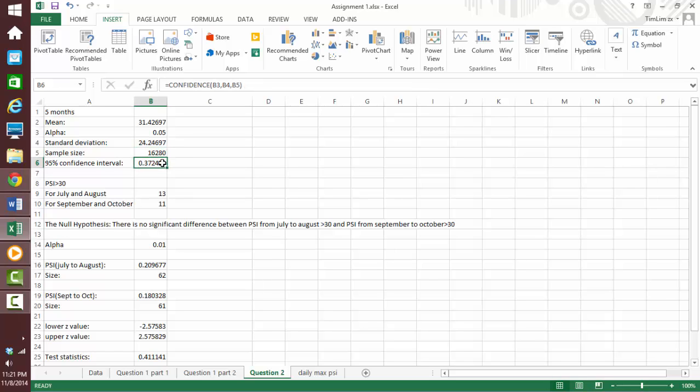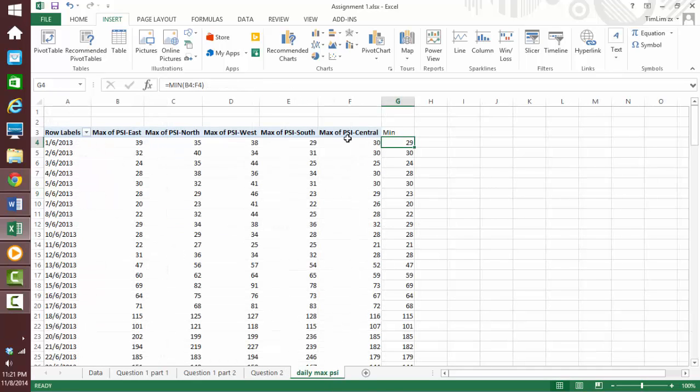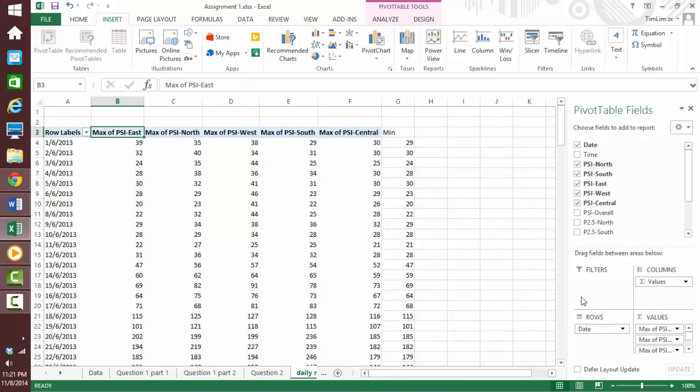Then I computed the 95% confidence interval by typing equals confidence, then alpha, which is B3, standard deviation of B4, and sample size B5. As you can see, there's a comma. And for PSI more than 30, I did a daily maximum for everything, where as you can see, max of PSI east, north, west, south, and central is at values, and date is at rows. This is done by a pivot table.